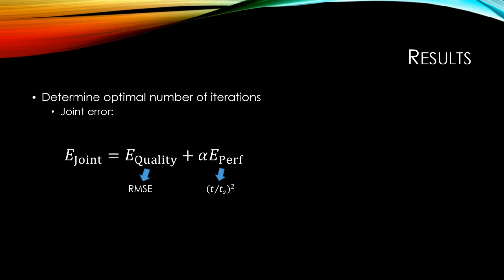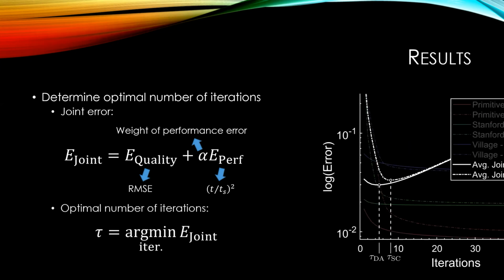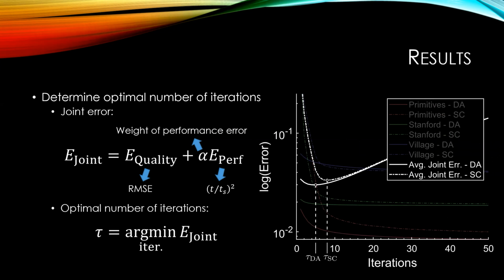We set TS to be 30 milliseconds in our evaluation. Alpha is the weight of the performance error, which is set to 0.01. The optimal number is the number that minimizes the joint error. We plot our evaluation results and show that the optimal numbers for depth-aware and solid color are 5 and 8 respectively. That means 5 iterations per frame achieves a good balance between quality and performance for depth-aware and saves about 40% iteration compared to solid color.